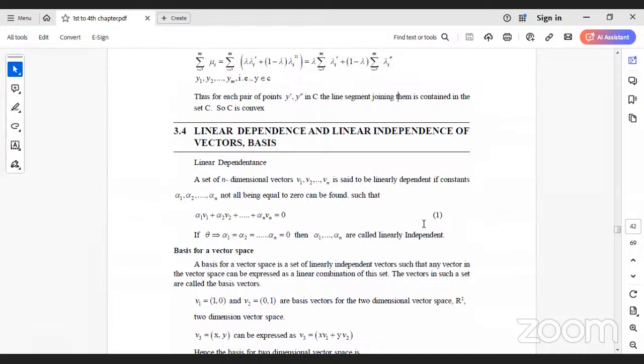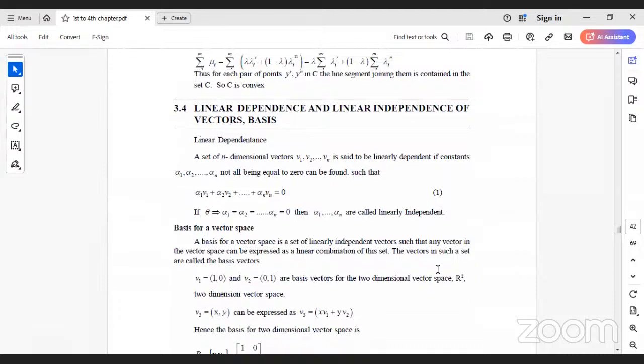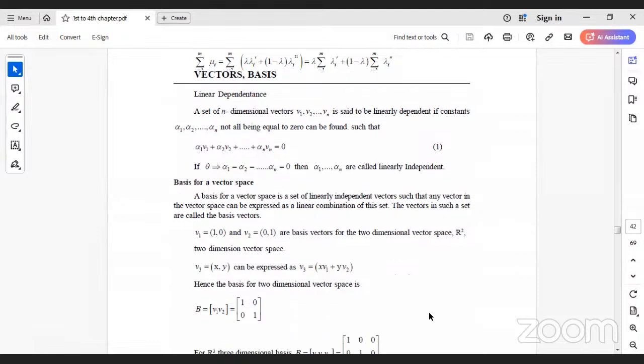Linear dependence and linear independence of vectors and bases. Linear dependence: a set of n-dimensional vectors v1, v2, v3, up to vn is linearly dependent if constants alpha 1, alpha 2, up to alpha n, not all equal to 0, can be found such that alpha 1 v1 plus alpha 2 v2 and so on, plus alpha n vn is equal to the null vector theta. If alpha 1 equal to alpha 2 and so on, equal to alpha n equal to 0, then the vectors are called linearly independent.